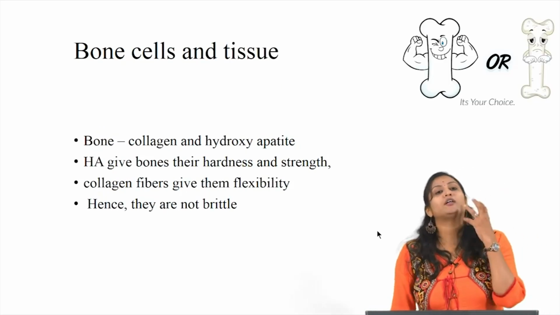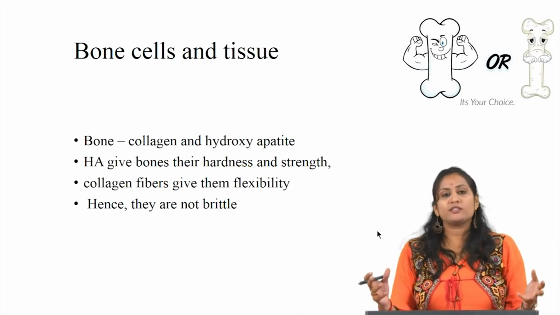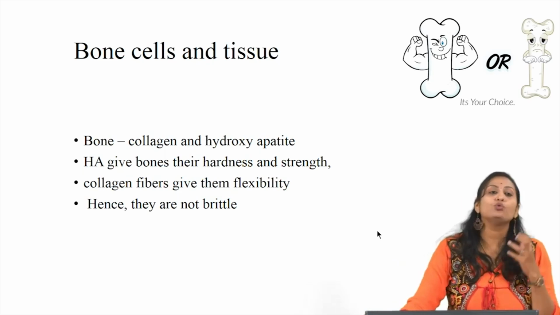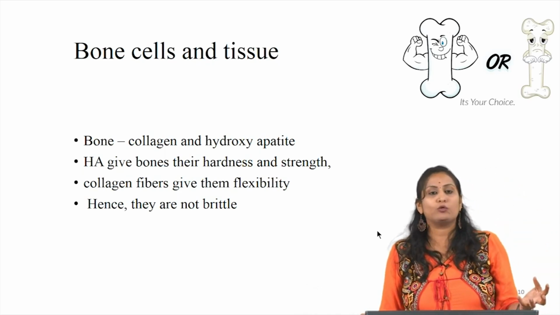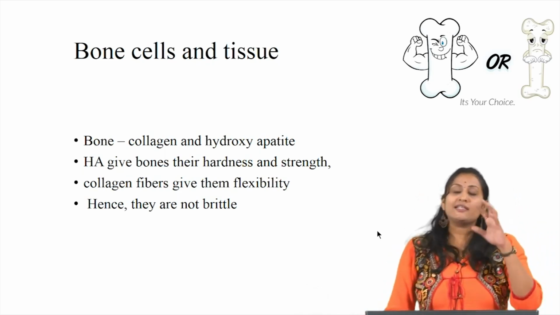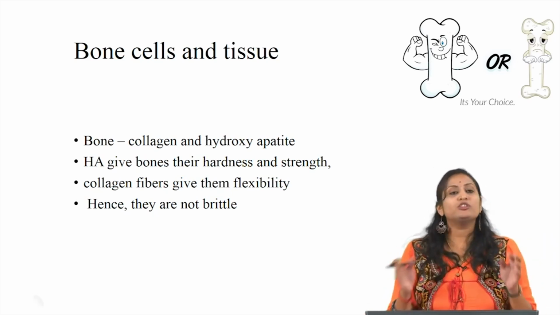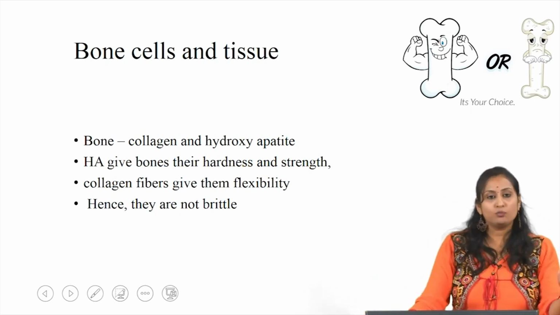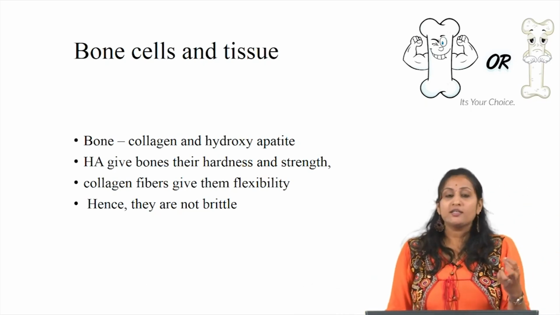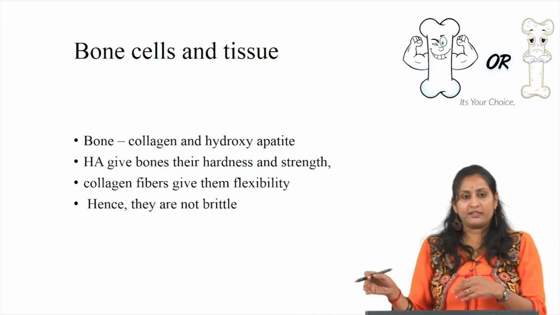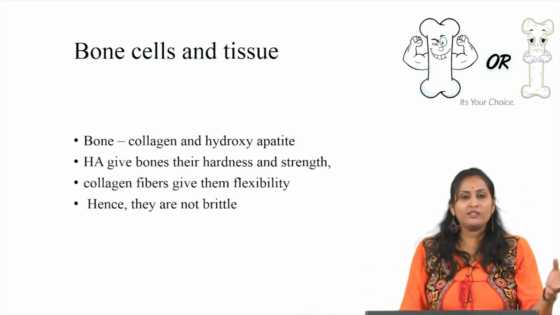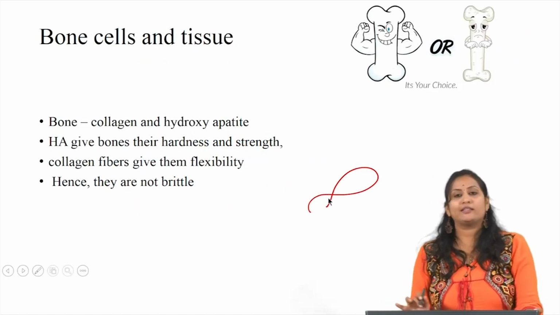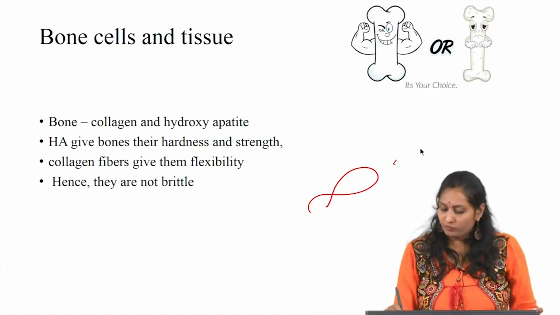Next we need to discuss bone cells and tissue, which play a major role in tissue engineering aspects. We need to know what cells are present in the bone. As I explained in the introduction session, bone is made up of collagen and hydroxyapatite. Hydroxyapatite gives bone its strength and hardness, whereas collagen gives it flexibility. If hydroxyapatite is not there, the bone will become more elastic. If collagen is not there, the bone will become brittle.